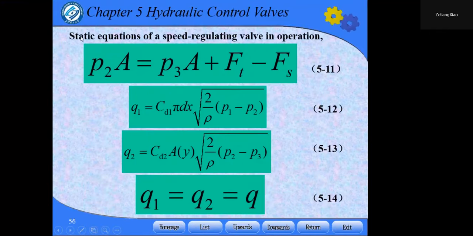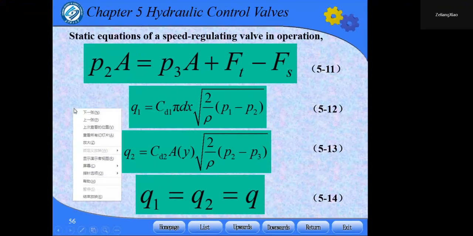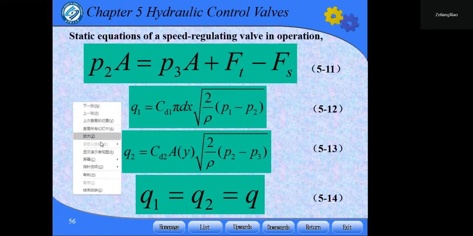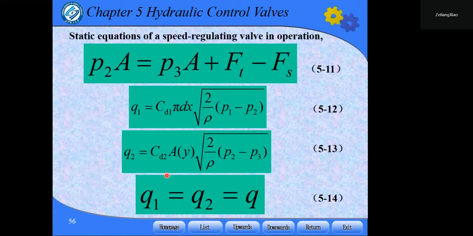You can see this static equation of the speed regulation valve operation. The first balance equation is the pressure flow rate.